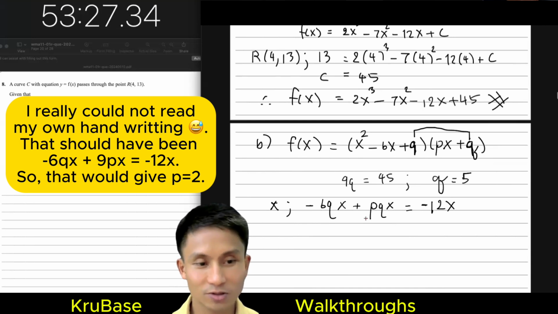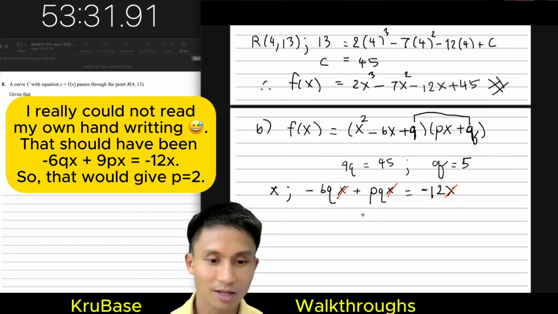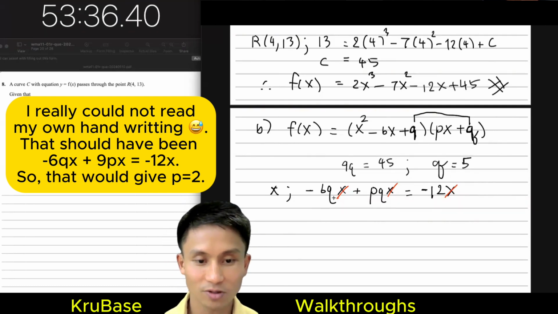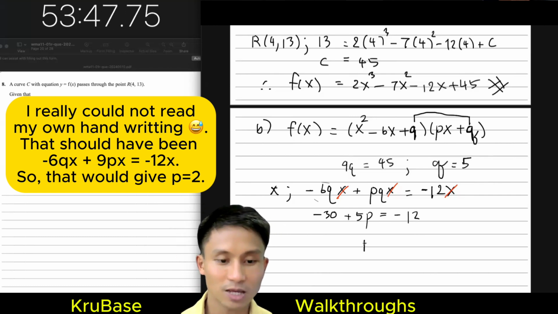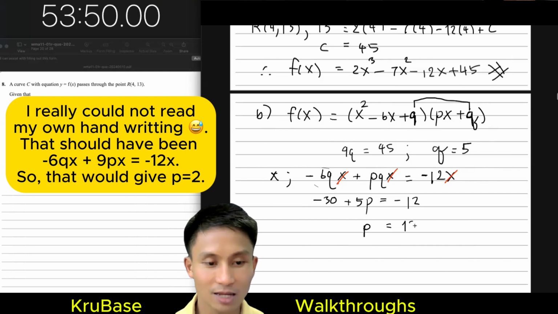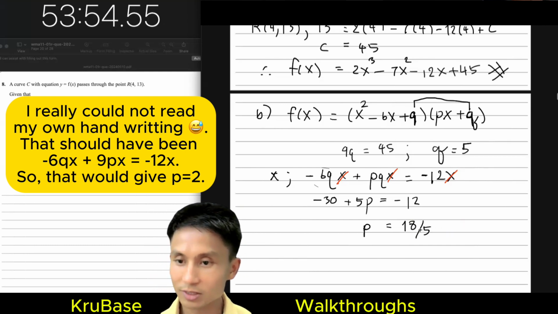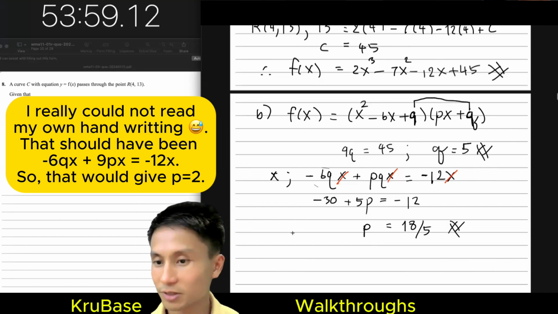And of course, we can cancel the x out, right? Because we are comparing the terms here. And we also already know that q is 5. So q is 5, multiplying 6, I get minus 30 there. So this is just 5p equals minus 12, right? Solving for p, moving 30 to the other side, I get 18, and dividing by 5 would give me p there. All right, so that is p and q solved.